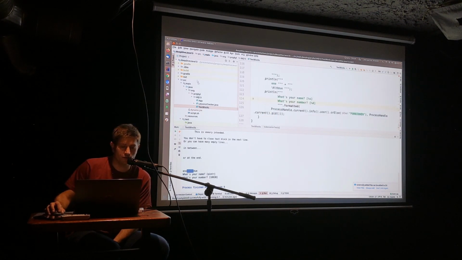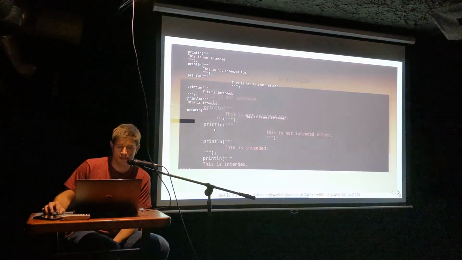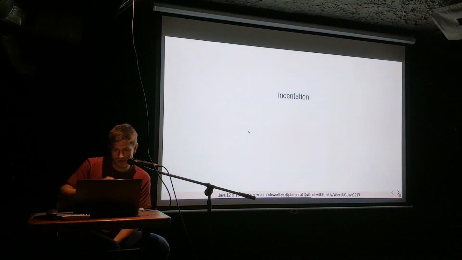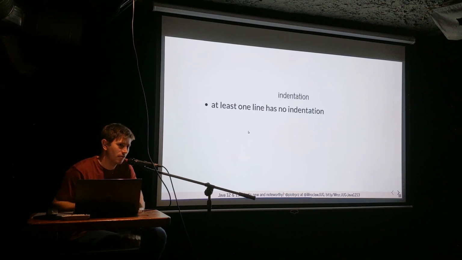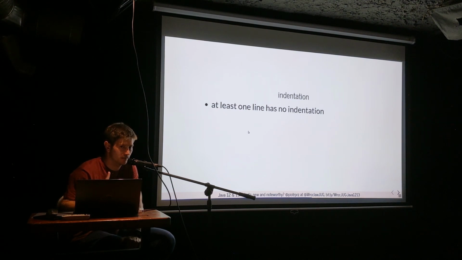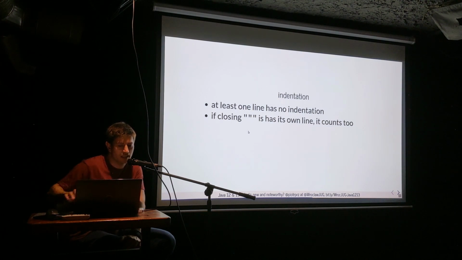So if it looks confusing to you, it's actually not that difficult. It works this way. The expected output is that at least one line from this text block won't have any indentation. The string text block is created so that they expect at least one line to start without any white characters, not just spaces, but white characters in any Unicode encoding, as far as I can tell. So the closing is on its own line. It counts as a line too.